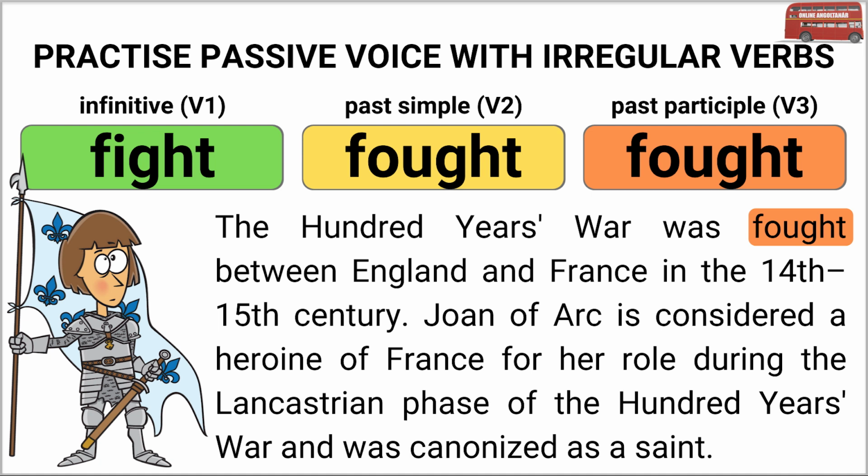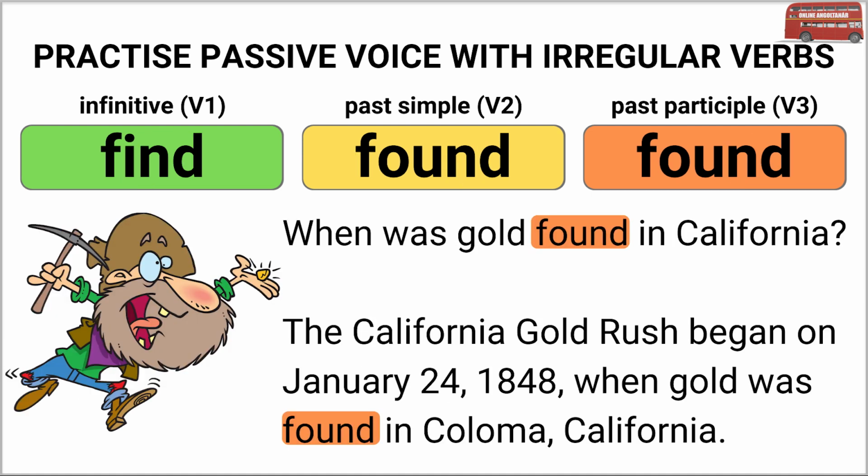Fight, fought. The 100 Years' War was fought between England and France in the 14th and the 15th century. Find, found. When was gold found in California? The California gold rush began on January 24th, 1848, when gold was found in Coloma, California.